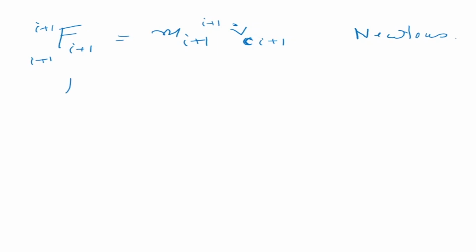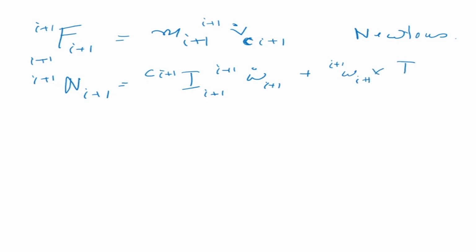Now what is the moment acting? N i+1 is equal to I, the inertia tensor with the origin at the CG, omega dot i+1, plus omega i+1 cross I_C i+1 into omega i+1. This is Euler. Okay, so we have two equations. One is Newton's, the other one is Euler. So one gives the forces acting on the CG, the other gives the moment acting on the CG.